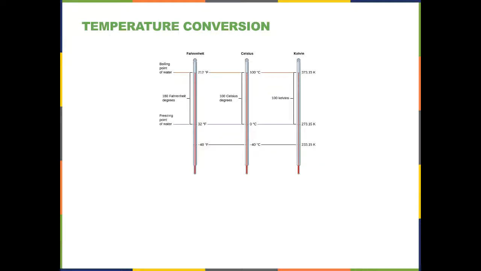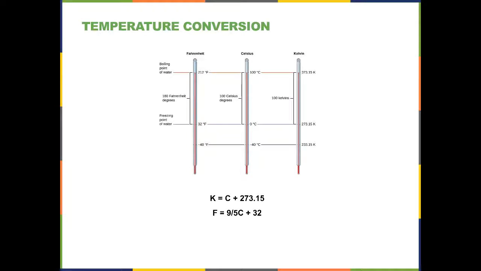So to convert Kelvin to Celsius, all you have to do is add 273.15 degrees. So Kelvin just equals Celsius plus 273.15. Pretty simple. It gets a little more complicated when you're going from Fahrenheit to centigrade.